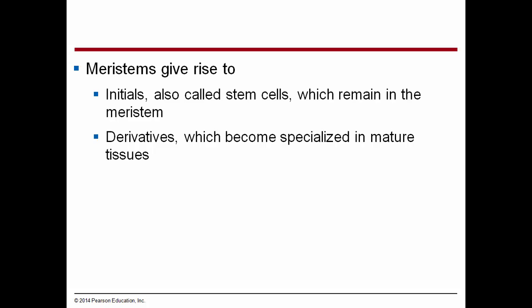Meristems give rise to initials called stem cells, which remain in the meristem, and derivatives, which become specialized in mature tissues. Okay, so initials are like stem cells. They can become any different kind of tissue, and then a derivative is once that cell becomes specialized into a mature tissue.